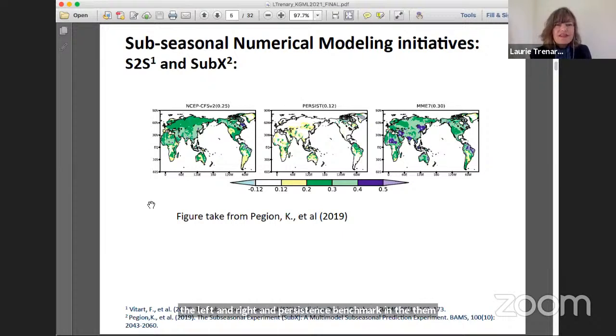You can see that the operational forecast systems are doing better than the benchmark, but the correlations are still between 0.2 and 0.3. So, at best, it's explaining almost 10% of the variance. So there's room for improvement.